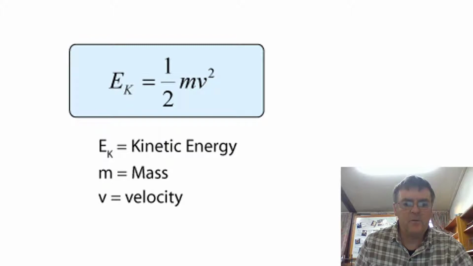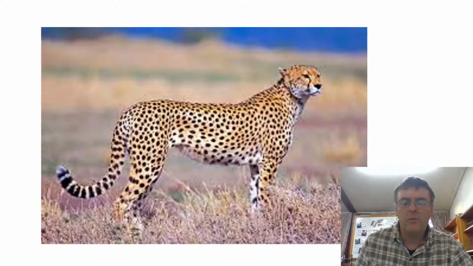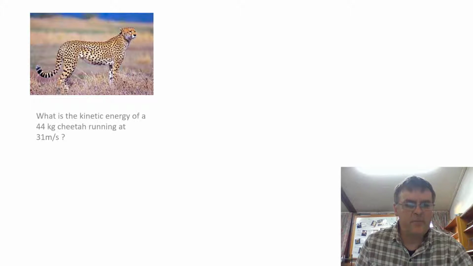Kinetic energy is half the mass times velocity squared. And we're going to use it looking at the motion of a cheetah, the kinetic energy a cheetah has when it's running. These are beautiful to watch in action, and they breed them in a park not far from where I work. There's our cheetah. It weighs 44 kilos, running at 31 meters per second, or just over 100 kilometers an hour.